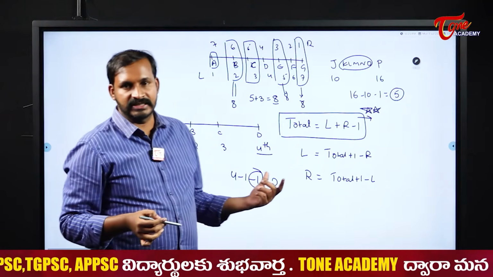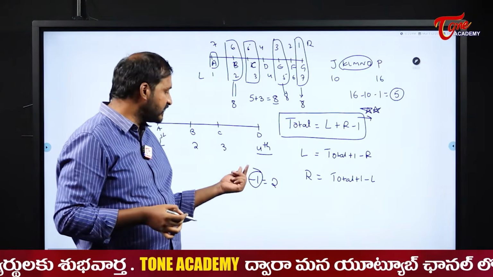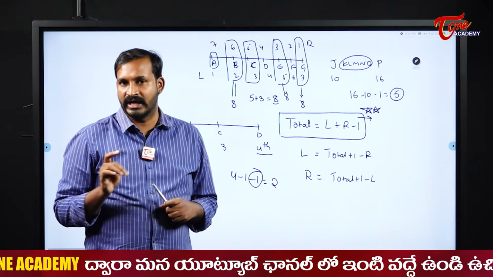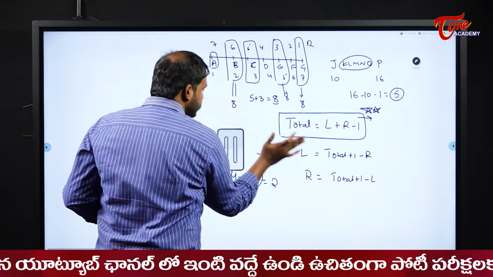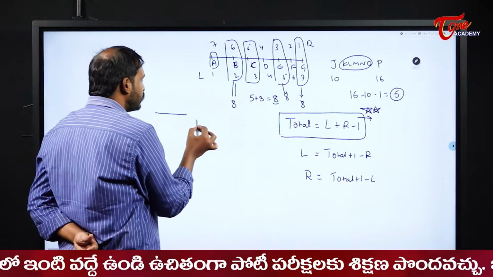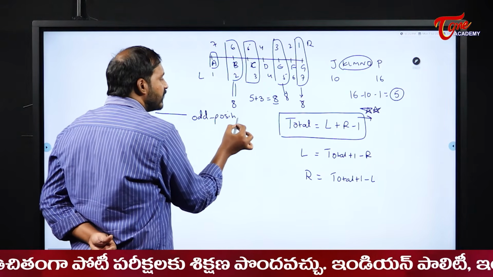Same logic applies here also. If I know two persons, I will subtract their positions and at the same time do minus 1. Understood? And the next thing: if I say two persons are in exactly the middle, what does it mean? Only if there are odd positions can I locate the middle position.